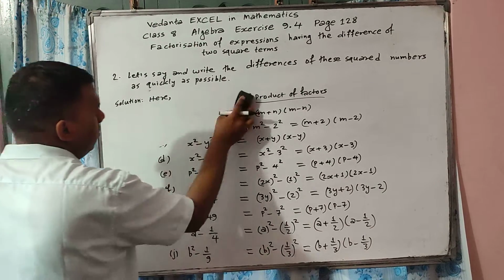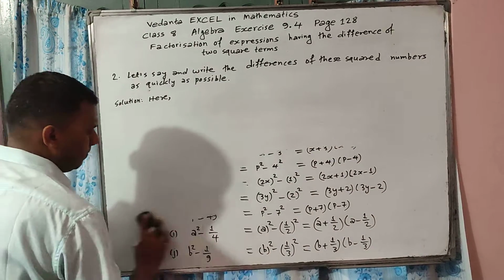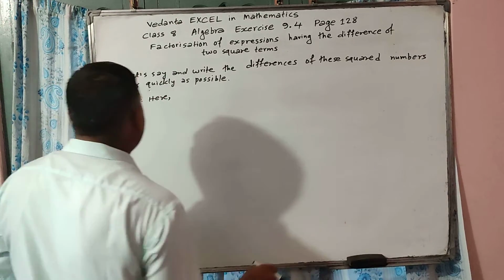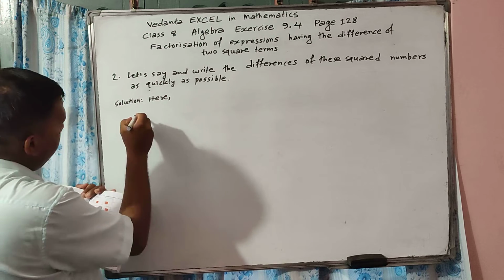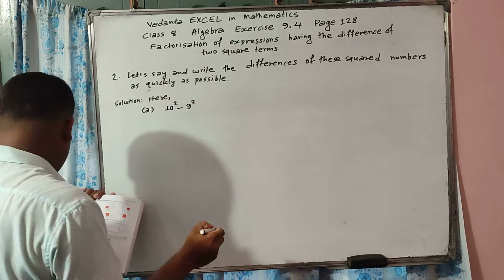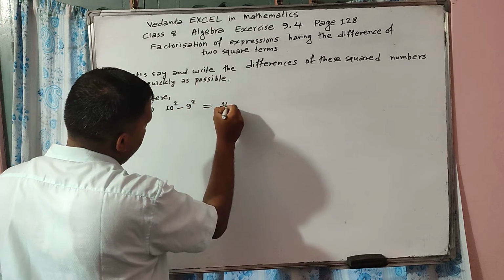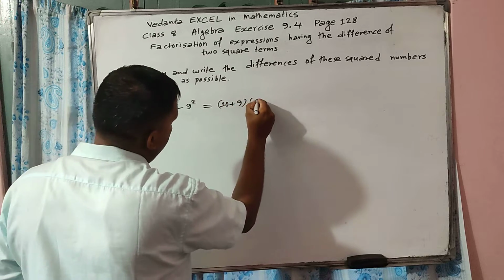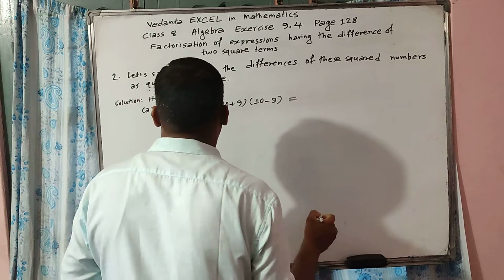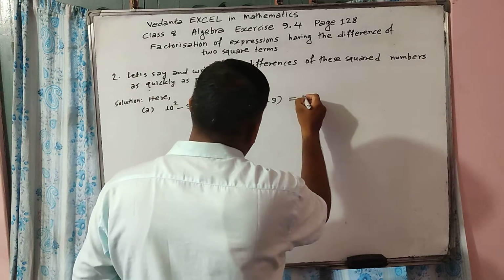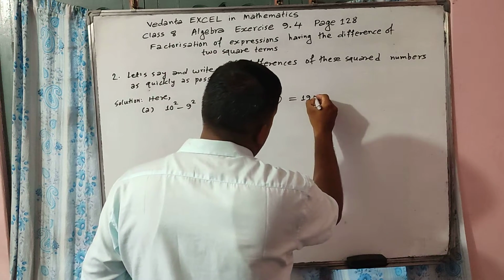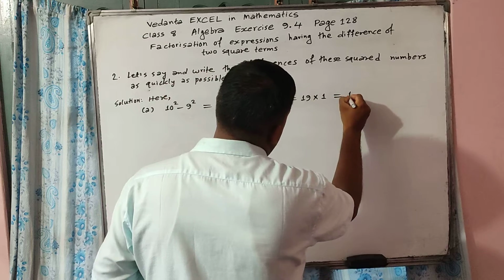Now let's do it. On A we have 10 square minus 9 square. Is equal to 10 plus 9, 10 minus 9. 10 plus 9, 19. 10 minus 9, 1. So 19.